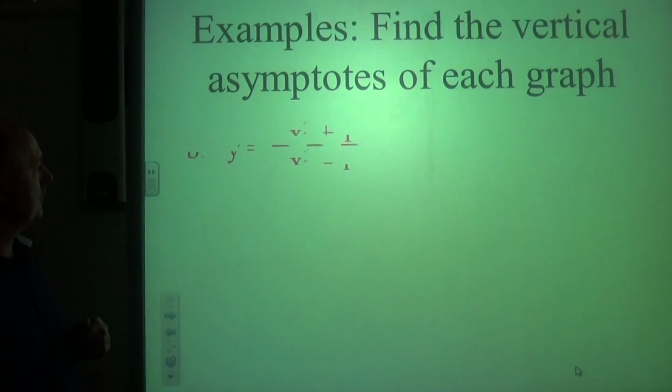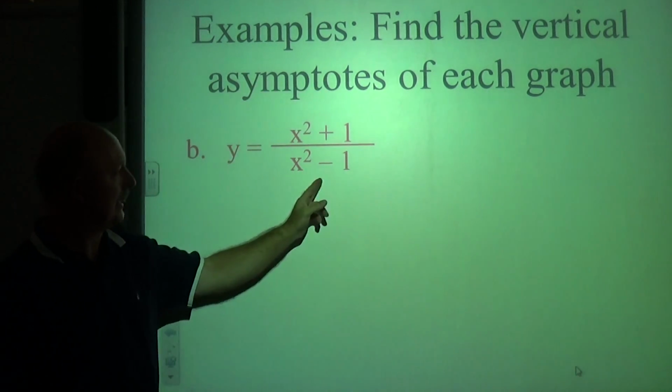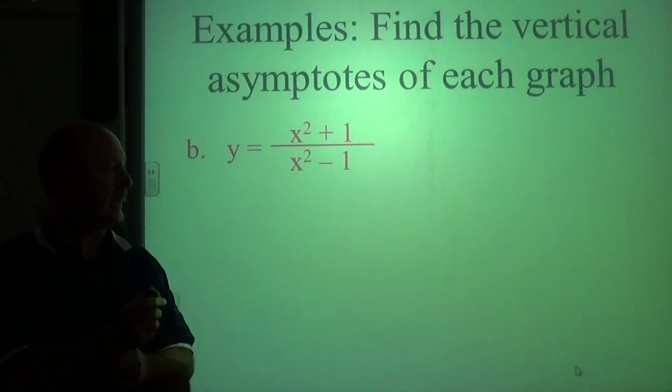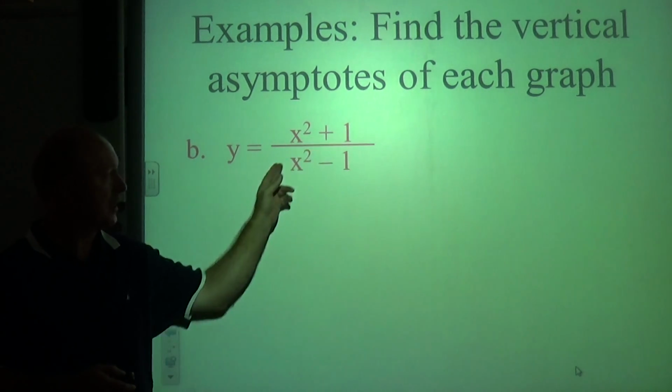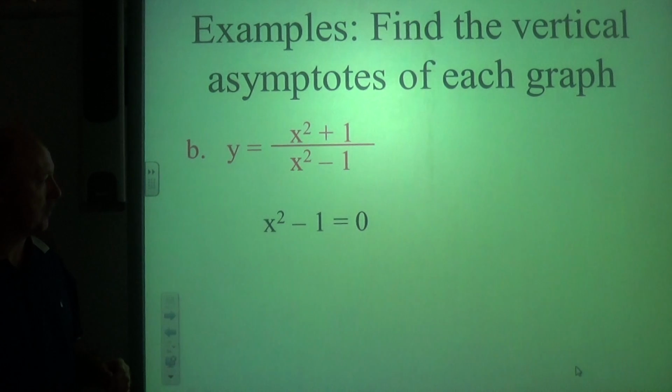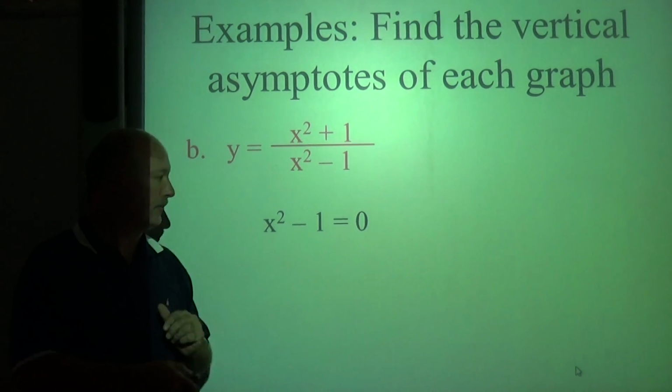Now, our next example. Okay, here we go. This time let's try y equals x squared plus 1 over x squared minus 1. Once again, let's take our denominator, x squared minus 1, and set it equal to 0. Now you've got to solve this for x.